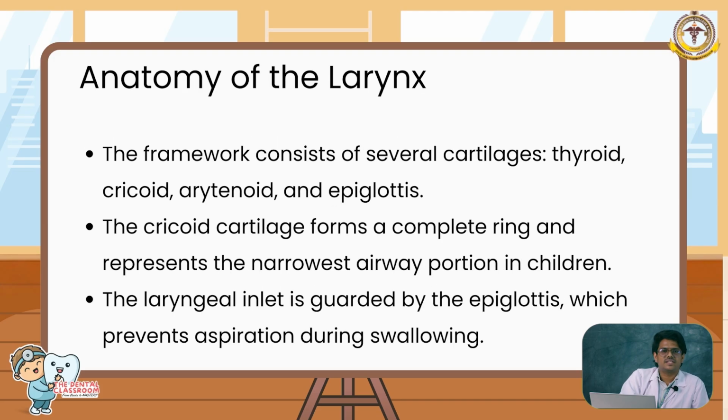What are the key cartilages? The cartilages are divided into hyaline cartilages and elastic cartilages. The thyroid, cricoid and arytenoid come under hyaline cartilages. The cricoid cartilage is the only complete ring and marks the narrowest point in children. You can go through the slide. It is showing the epiglottis, hyoid, thyroid, cricothyroid ligament and cricoid cartilage.